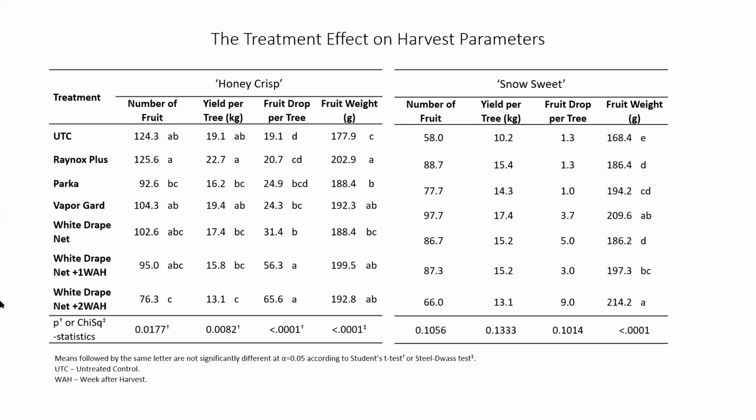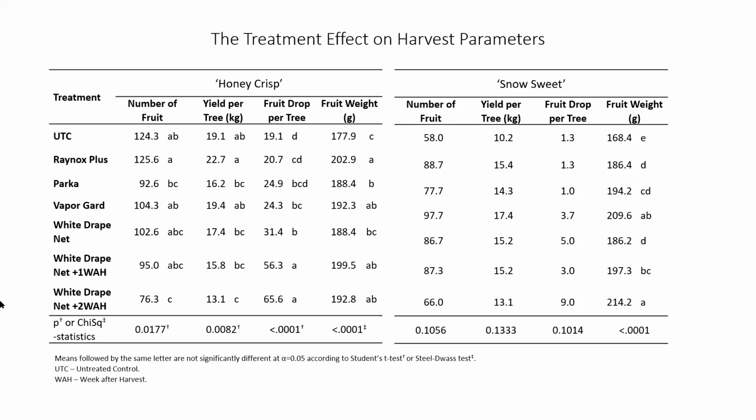Now we can move to the results section. Honeycrisp was picked on September 11th, Snowsweet was picked on September 25th, and drape net treatments were picked approximately 1 and 2 weeks after the initial harvest date. We see that Honeycrisp yield per tree was reduced in white drape net, which was picked 2 weeks later. This is probably due to the treatment effect on the number of fruits per tree, increased pre-harvest drop, and to some extent the reduced fruit size.